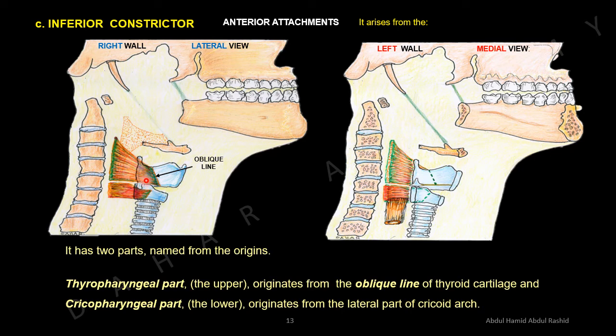So let's talk about the anterior attachments of the inferior constrictor muscles. The inferior constrictor muscle has two parts. This is the superior part and this is the inferior part. The superior part is called thyropharyngeus because it arises from the oblique line of the thyroid cartilage. The inferior one is the cricopharyngeus muscle. It arises from the lateral surface of the arch of the cricoid cartilage. These are the origins of it. So this is the superior one, thyropharyngeus, the inferior one, cricopharyngeus. Look from inside.